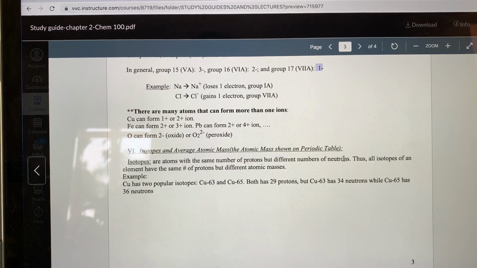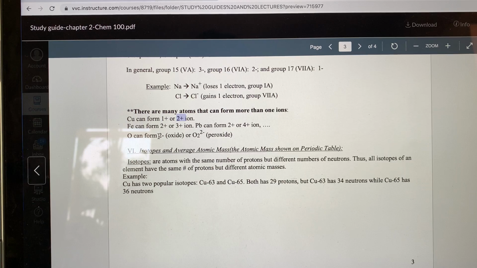Okay, and you also have some in the transition metal block, group number 3 to group number 12. Most of them can form more than 1 ion. For example, copper can form plus 1 by losing 1 electron. Remember, losing electrons becomes positive. Copper can form plus 2 or 2 plus by losing 2 electrons. Similarly, Fe can do that, and lead.